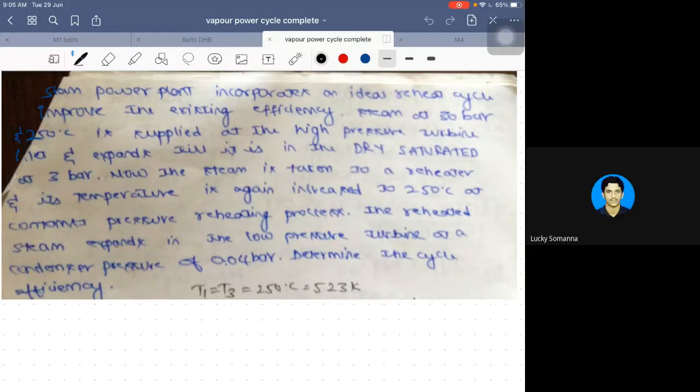Yes, sir. Okay. A steam power plant incorporates an ideal reheat cycle to improve the existing efficiency. So if any power generating system or cycle is incorporating a reheat philosophy, then what are the changes that we can expect? Yes, what are the changes that I can expect?